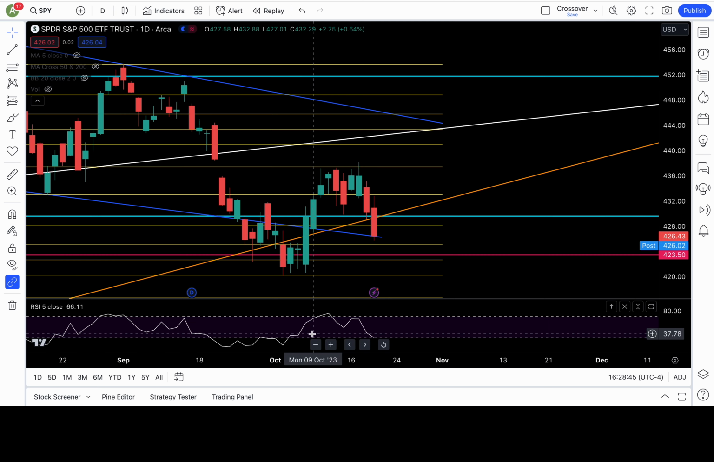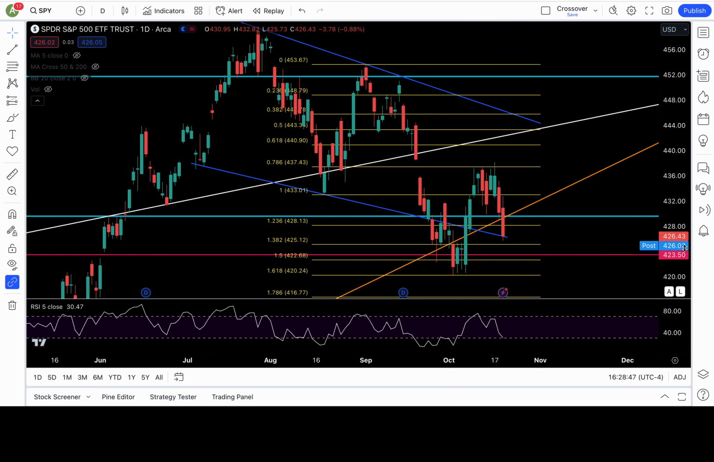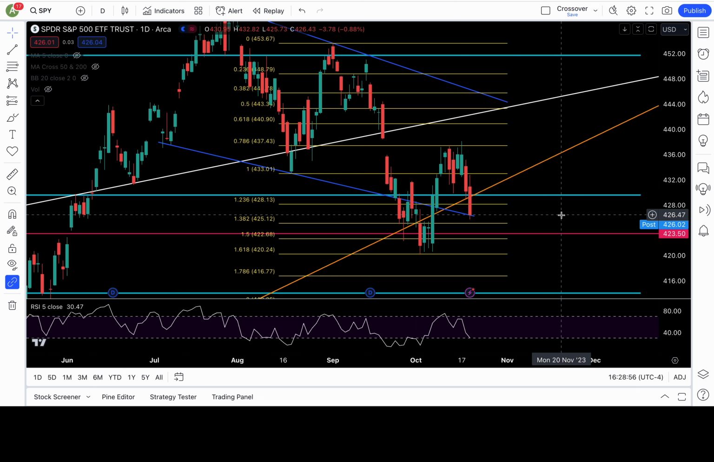The next critical support level is at 426 in the aftermarket. You guys see here, the 1.382 fib level is at 425. You guys know how I feel about fib levels. I love them. And a lot of times they love me back. So if that level fails tomorrow, we are heading down lower.